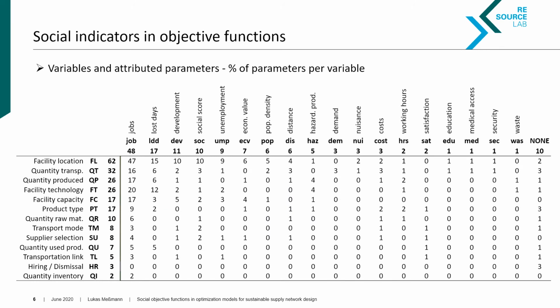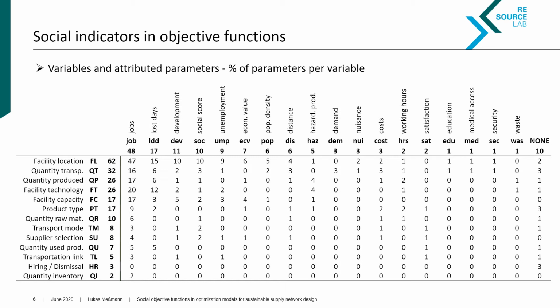By analyzing each social objective function term by term, we can draw the connections between the decision variables that appear in the models and the social indicators, or I should say the kinds of social indicators that these decisions are measured with. For example, in 62 out of the around 90 articles that we analyzed, 62 had decisions on facility location, and of these 62, 47 measured the effects of decisions on facility location by the number of jobs that is created by this decision.